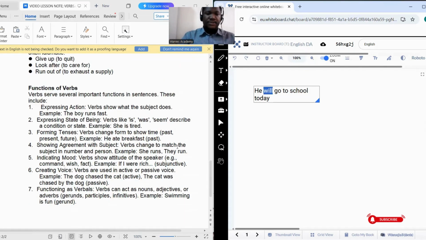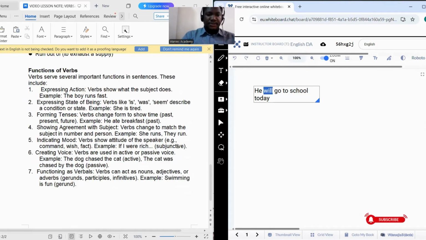Now, verbs also agree with subjects. Verbs change to match the subject in number and person. She runs, they run. That is a singular subject with a singular verb, plural subject with a plural verb. That is verbs changing their particular form in some ways by adding s or es to support the subject, which can either be singular or plural.